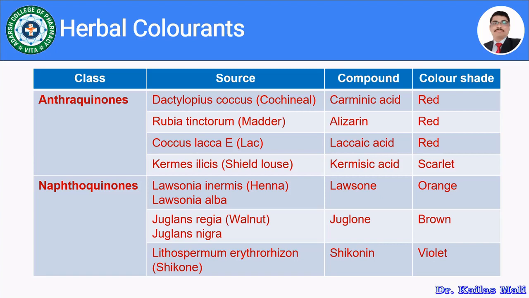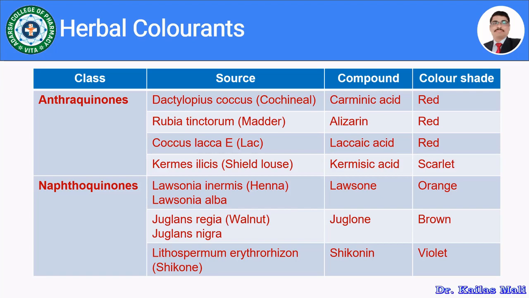The second class is known as the naphthoquinone class. The very first drug is henna, which is obtained from Lawsonia inermis and Lawsonia alba, which comprises mainly lawsone, which is responsible for the orange color to the dosage form. Then the second herb is walnut, which is obtained from Juglans regia and Juglans nigra.